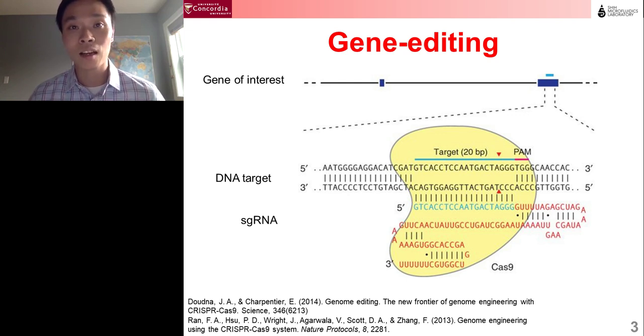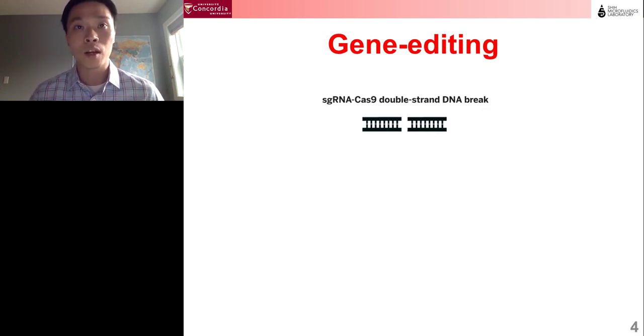Now, to actually guide the cutting or guide the Cas, you have also something called a guide RNA, which binds to the complementary DNA target that you actually want to cut. So essentially, gene editing, if you want to perform it in your own lab, all you need is the actual protein, the Cas9, and the guide RNA. But once you actually have it cut, you create this double-stranded break.